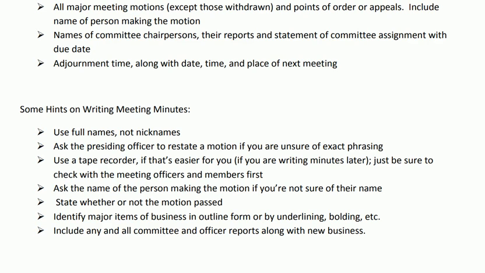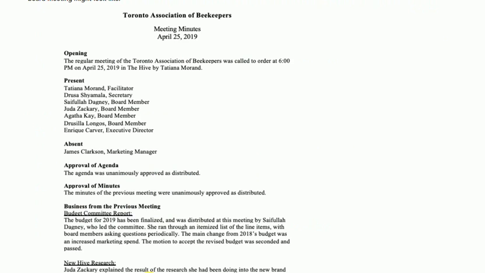Now we will look at the sample. This is the best sample that I have, and it would be easy for all of you to understand as well. And all of the things that we discussed earlier, you will definitely find in this sample. So it started with the name, as I already told you, Toronto Association of Bookkeepers, that write minutes of meeting. They had the name, April 25th, the date 2019, or whatever date is on that particular meeting date.